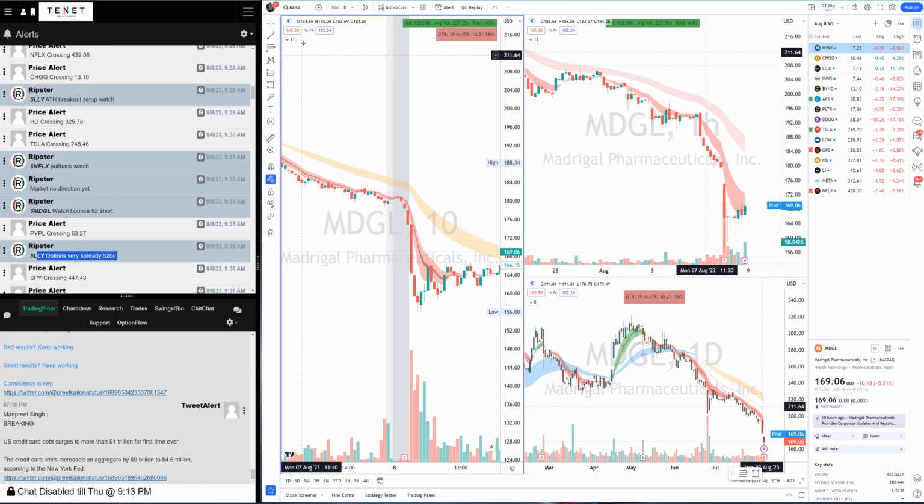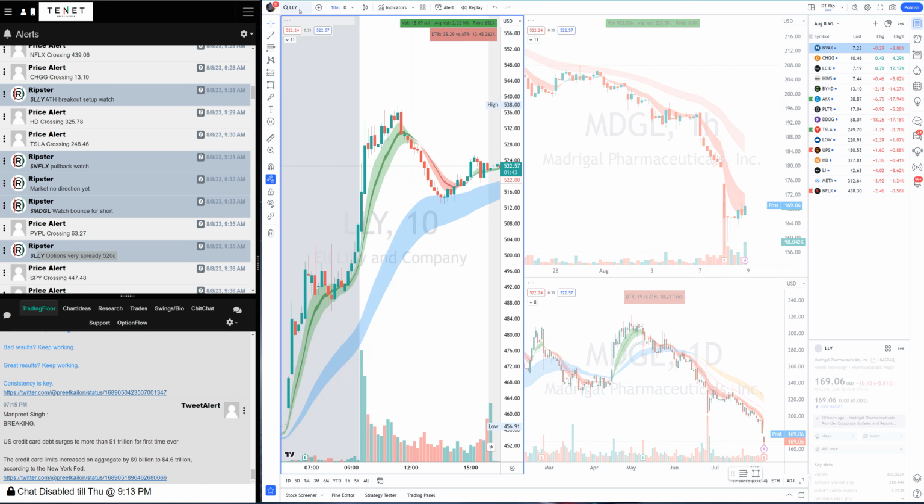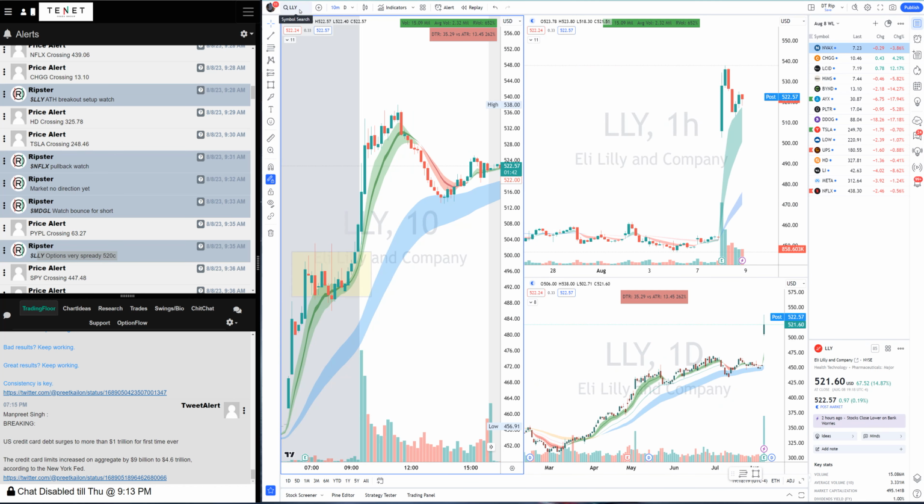So yeah, talking about Lilly, same setup, guys. So I was looking for options, but options were very spready. 520C was the one that I was looking for, right? So that's what I took. But for new traders, they usually slap and they usually don't know how to size these options. So that's why I specifically mentioned that options are very spready.